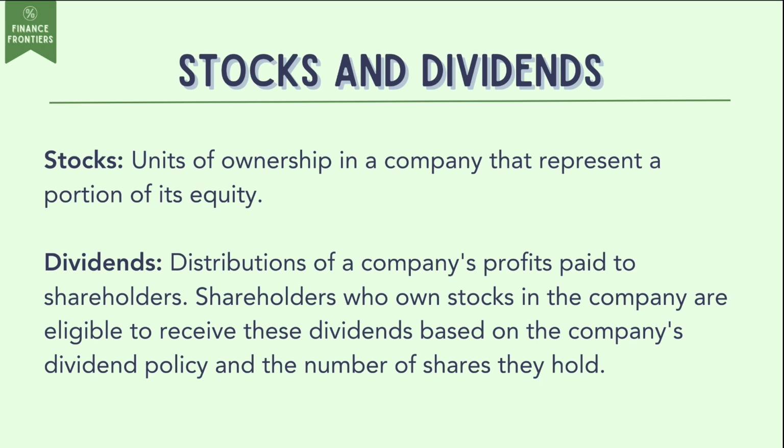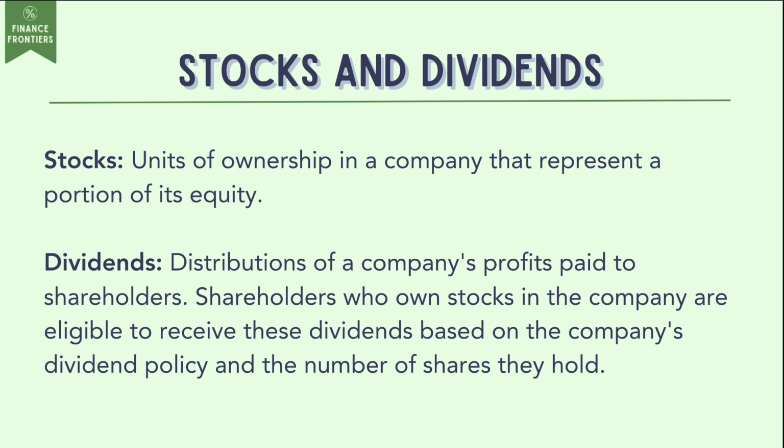You may have heard the terms stocks and dividends, so let me just differentiate between the two. Stocks are just units of ownership in a company that represent a portion of its equity. So if you own a stock or a share of a company, that gives you units of ownership, and this represents a portion of its equity. Dividends, on the other hand, are distributions of a company's profit paid to shareholders. It's a portion of the company's net profit that's paid to shareholders. So this portion is called dividends.